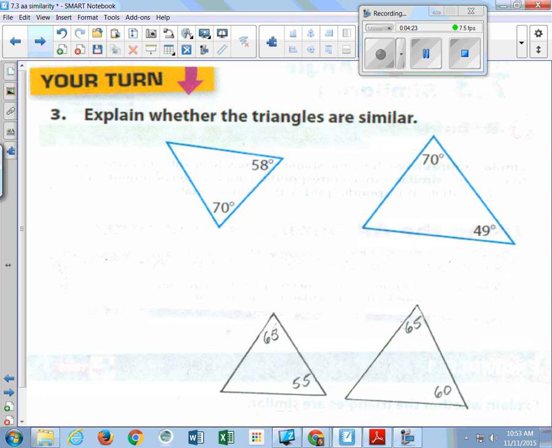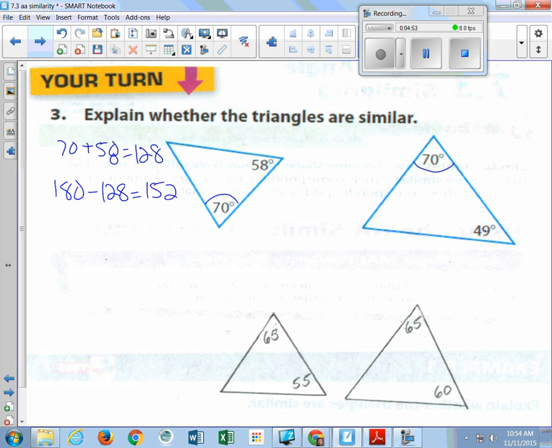So let's do one. If I have 70 and 58, and 70 and 49, I know I have 70, so there's one angle the same. I need to see if I have another one. So 70 plus 58 equals 128. Then I take 180 and subtract the 128. On the calculator, 180 minus 128 is 52. Do I have a 52?